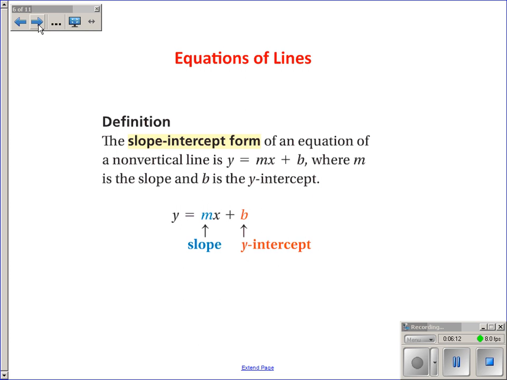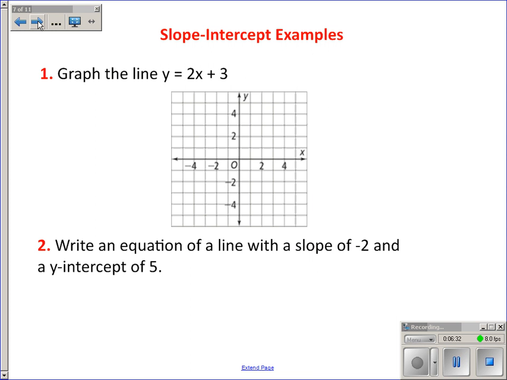Okay, so let's move into equations of lines, and the slope-intercept form of an equation is in the form y equals mx plus b, probably a really common form of a line that we look at. And the m is the slope, and the b is the y-intercept. So if we're graphing this line, the slope is the number that's in front of x, okay? And the 3 is the y-intercept.